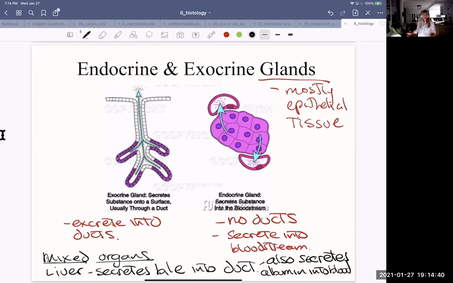The gonads, that's the ovaries and the testes, they release gametes through ducts, but they secrete hormones into the blood. The pancreas secretes digestive enzymes into a duct, but the pancreas secretes hormones like insulin and glucagon into the blood. So those are mixed organs.